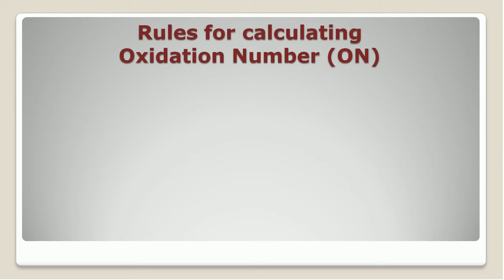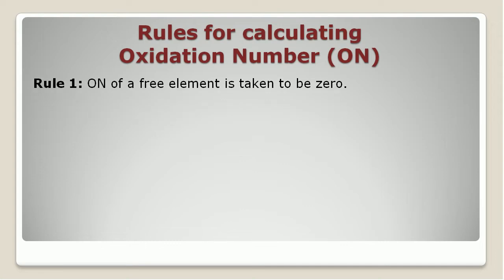For calculating oxidation number, we have certain rules. The first rule says that the oxidation number of a free element is taken to be 0. Now, what is a free element? An element not bonded to any other element is called a free element. For better understanding, let us take a few examples.